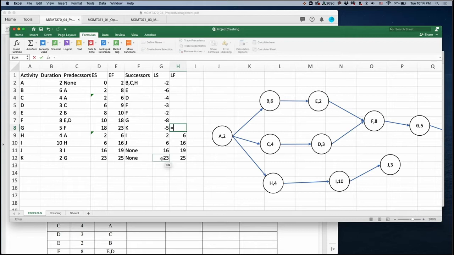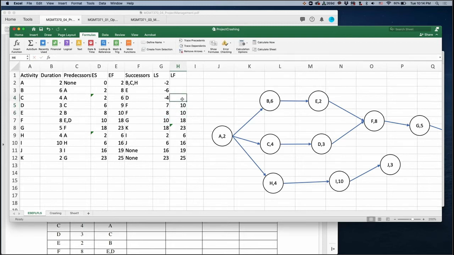D, their predecessor is F. So you have to finish by this time. For C, their successor is D. You have to finish by this time. For B, E is their successor. So you have to finish by this point. For A, you have 3 successors. That means you have to take a minimum of these numbers.